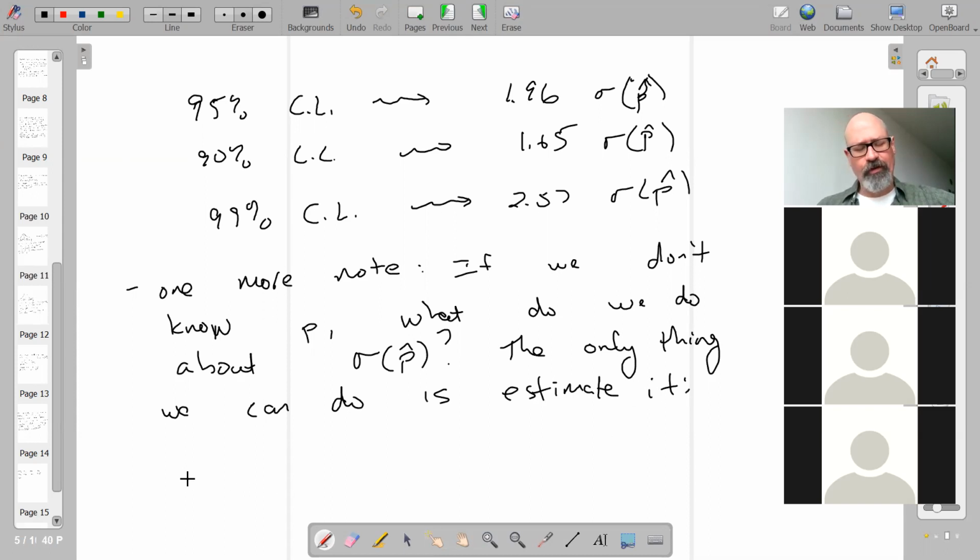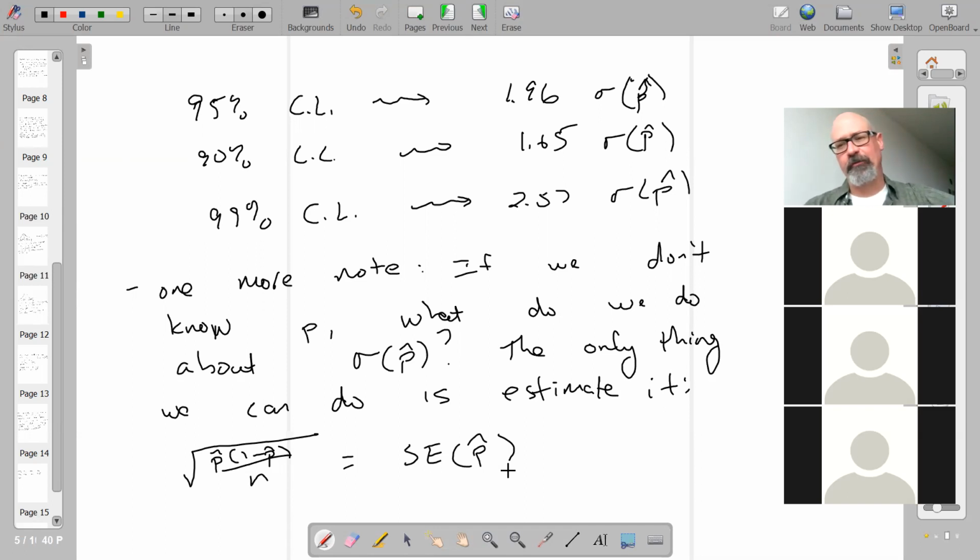And so in general, if we don't actually know p, we would use the formula square root of p hat times 1 minus p hat, divided by n. And the author refers to this as the standard error of p hat. There's always a difference in language depending on the textbooks used in the course. The author is very careful to make a distinction between the standard error, which is an estimate of the standard deviation.